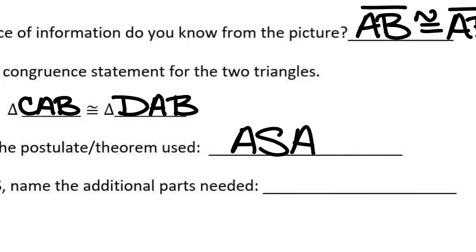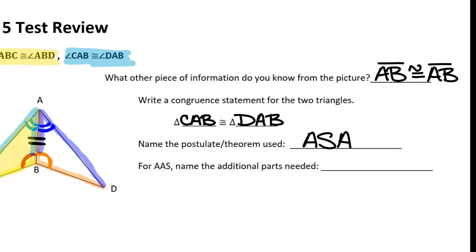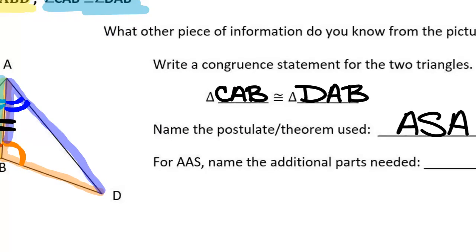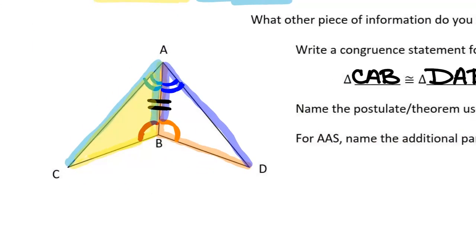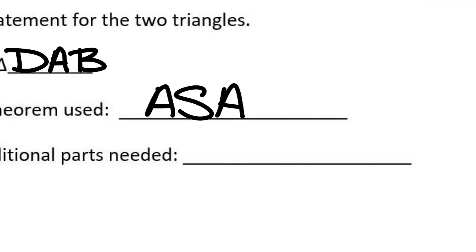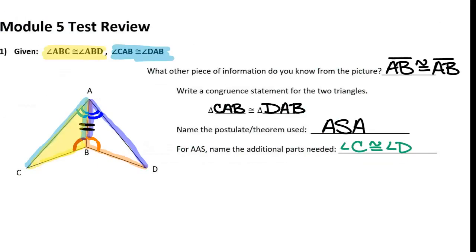It's technically a theorem. Angle, side, angle. If we wanted to use angle, angle, side, I would need to know that what other piece is congruent? Yes. Angle C is congruent to angle D. That would allow me to use angle, angle, side.